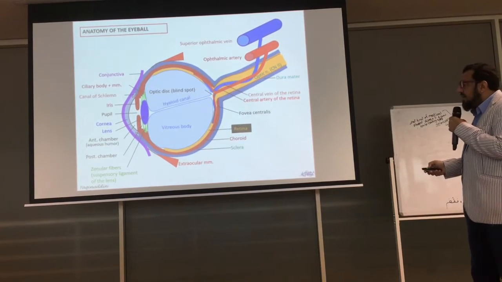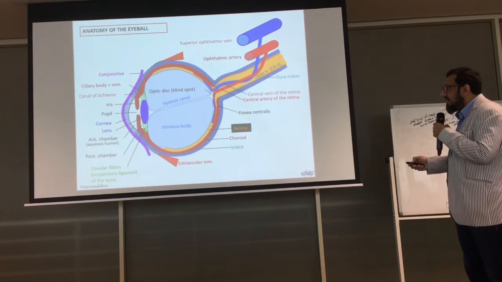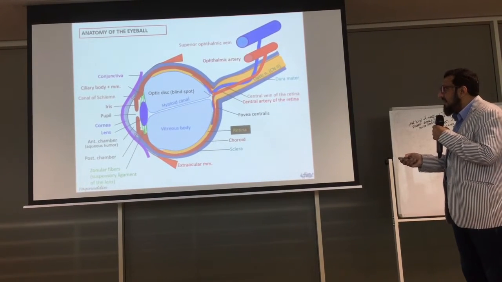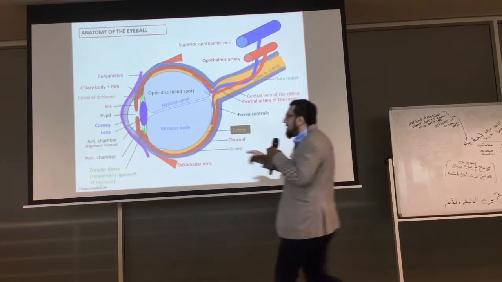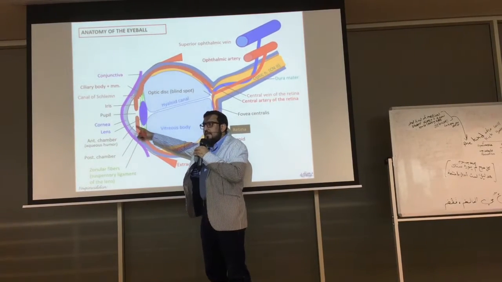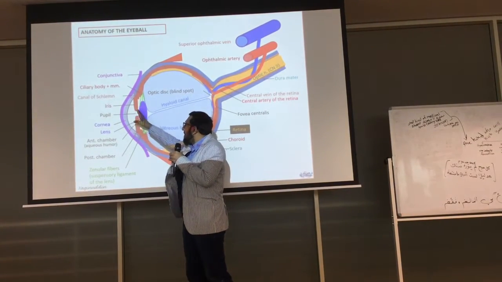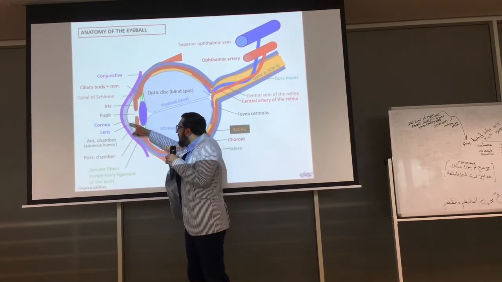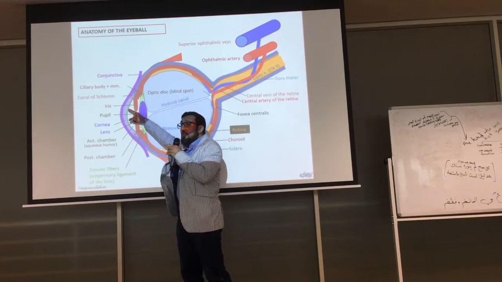Right? Now look at the anterior segment. This anterior segment is divided into two by this iris. There is a portion behind it and there is a portion ahead of it. The portion ahead of it is called the anterior chamber.